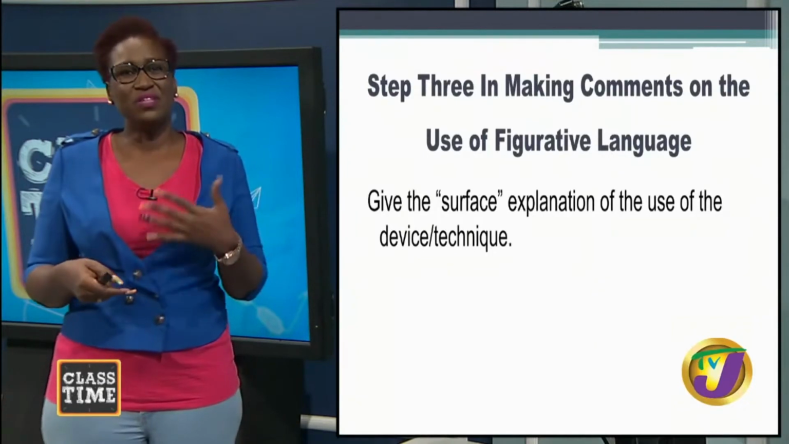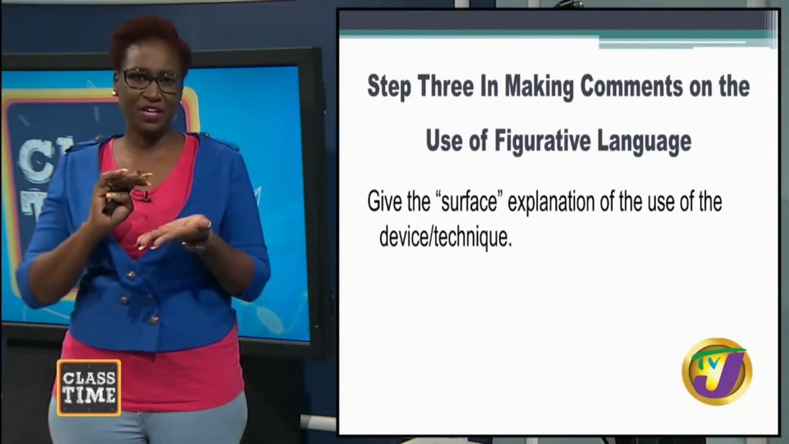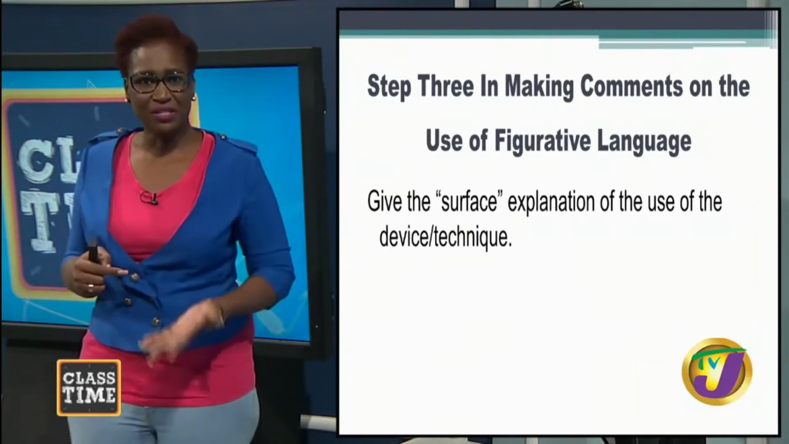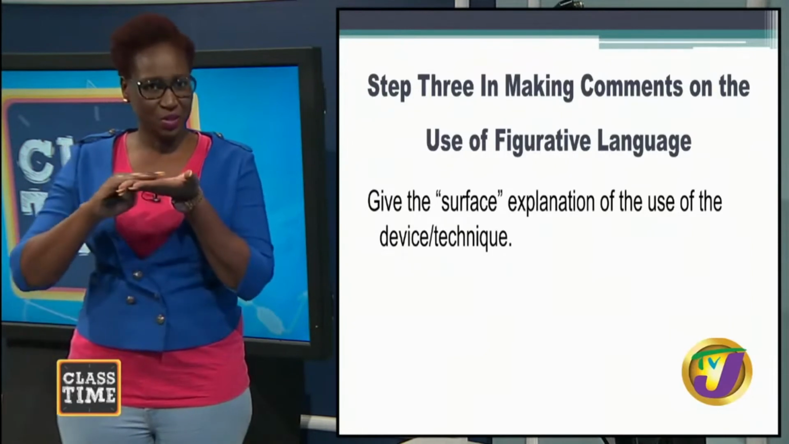Then of course you have to give a surface explanation. So you give just the top layer of the explanation. So the boy dragged his carcass to the door. You're going to say the boy walked slowly to the door. That is the surface.